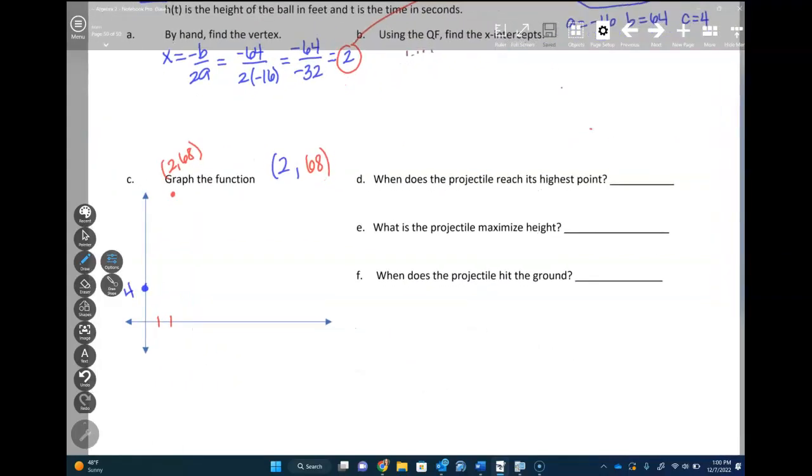That means we can answer some questions on the side. When does the projectile reach its highest point? Remember, when is time? 2 seconds. 2 seconds. Good. What is the projectile's maximum height? 68 feet. And then when does the projectile hit the ground?